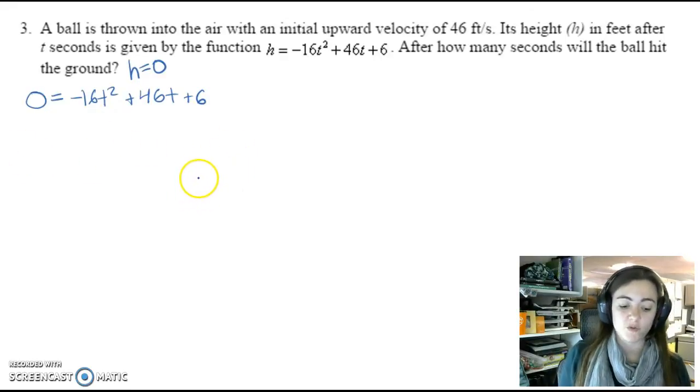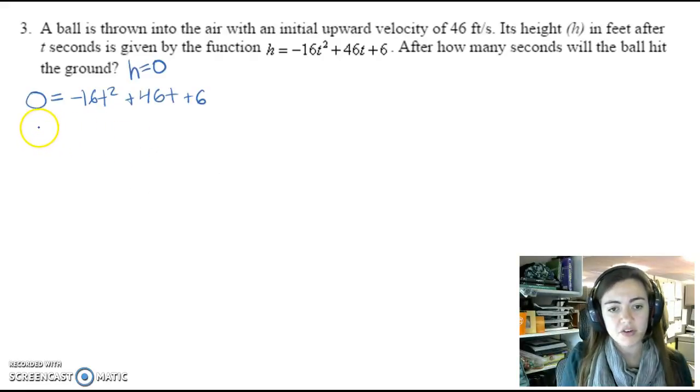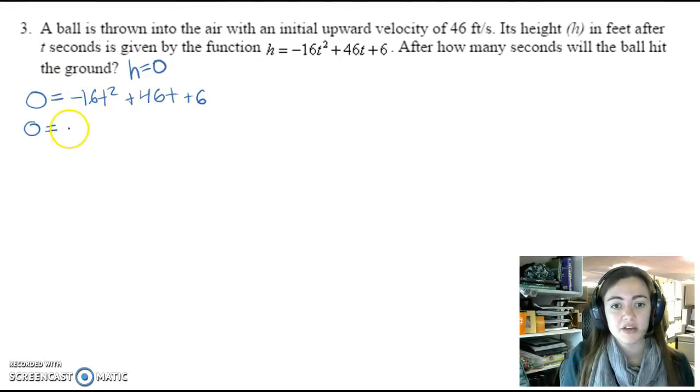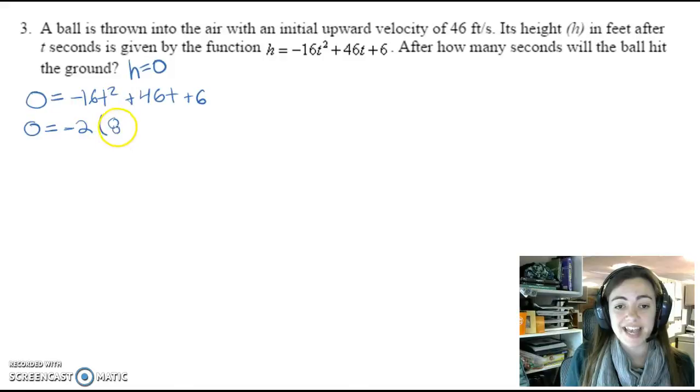In this case, I'm going to factor it. So first of all, the first thing I notice is that they all have already a greatest common factor that I can factor out to begin with. It also helps this first term not have a negative, because that's going to be really challenging to factor with. So let's factor out that negative, and it looks like they are all divisible by 2, so let's factor out negative 2. When we get that, negative 16t squared divided by negative 2 is 8t squared. 46t divided by negative 2 is negative 23t. 6 divided by negative 2 is negative 3.